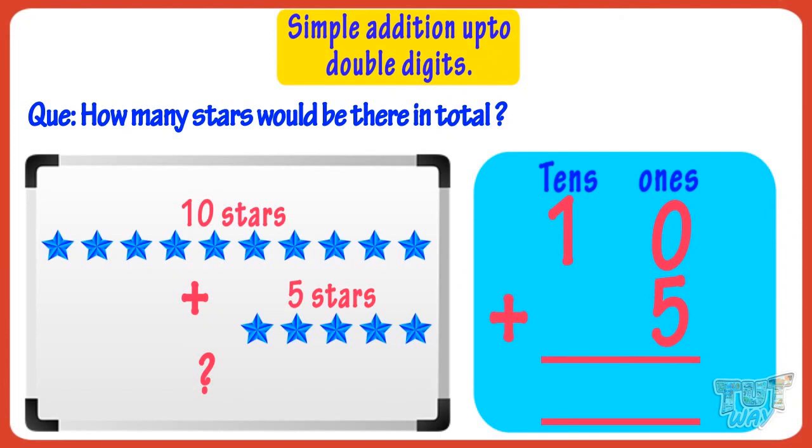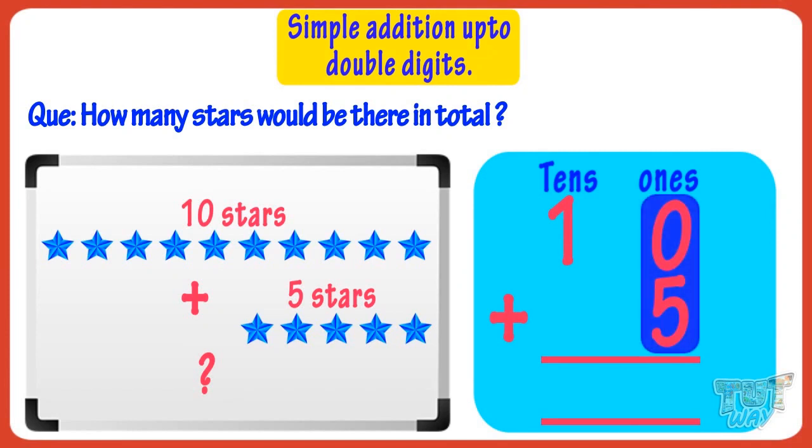You will add them like 0 and 5 are in ones place. So add them first. 0 plus 5 and you get 5. So write 5 below them. Good.